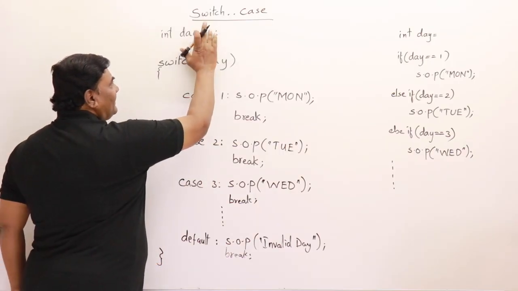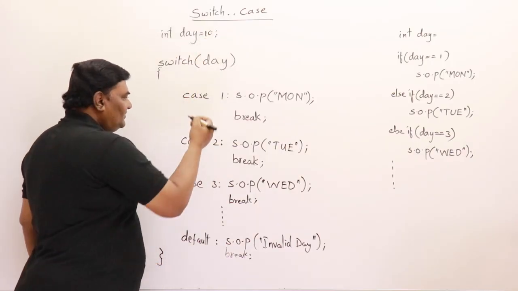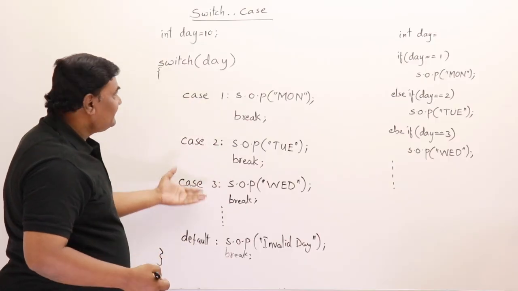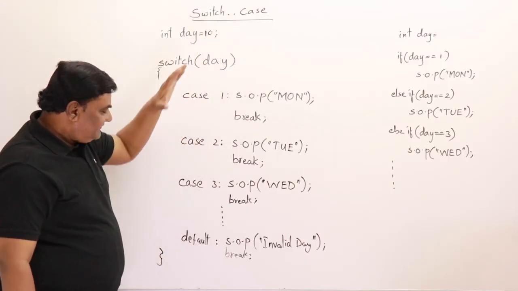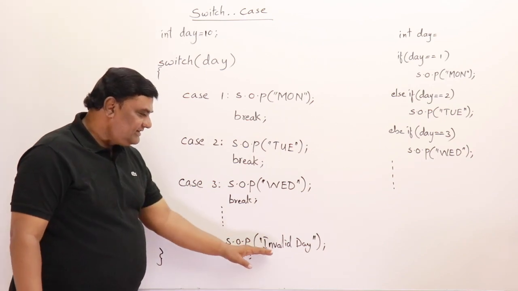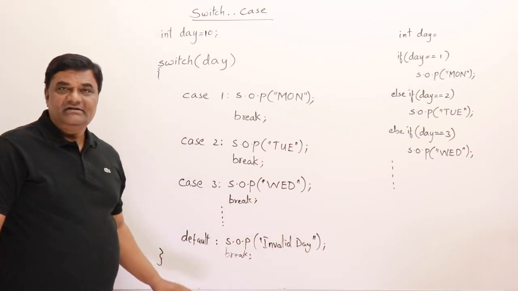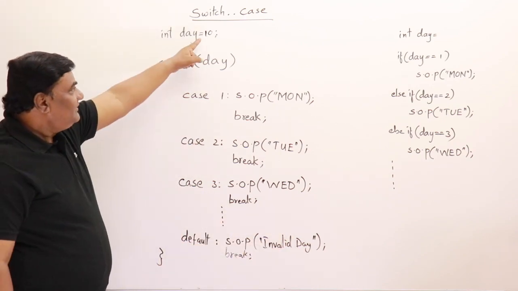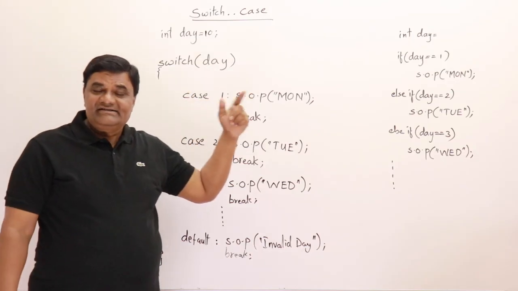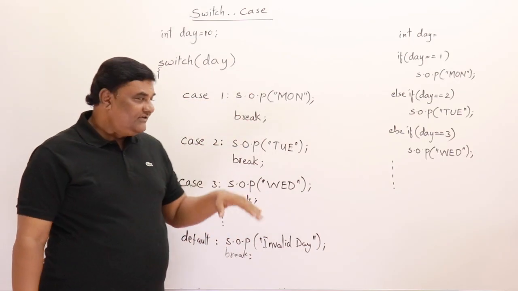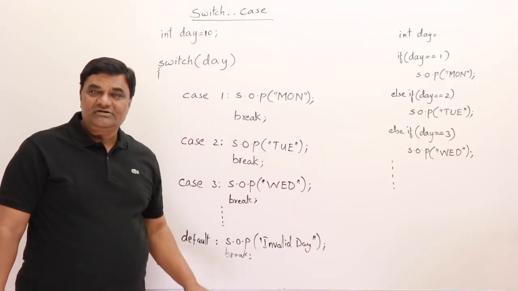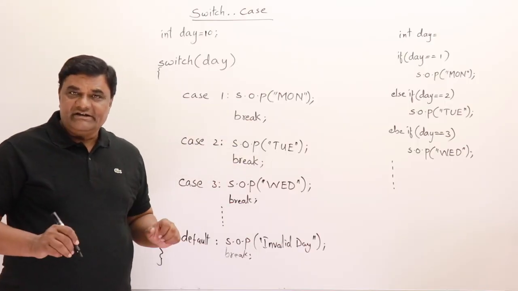If I give the day number as 10, we only have 7 days, so 10 is not a valid day number. So it will directly jump to default and say invalid day and break. So depending on the value of this variable or expression, it will jump to that particular case and execute, and once it reaches break, it will come out. So this is the working.